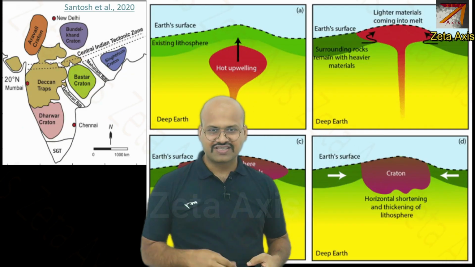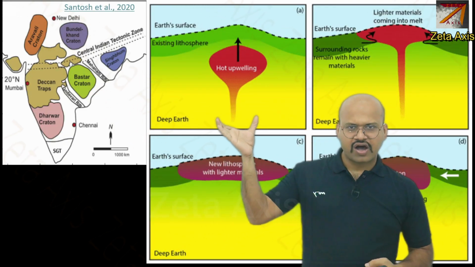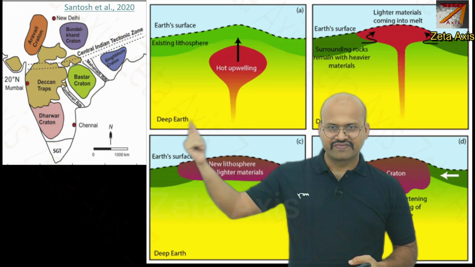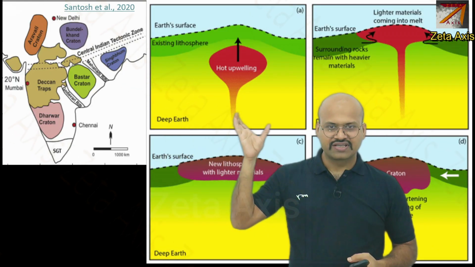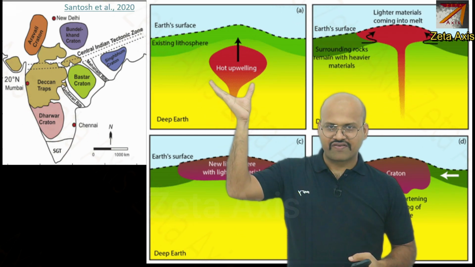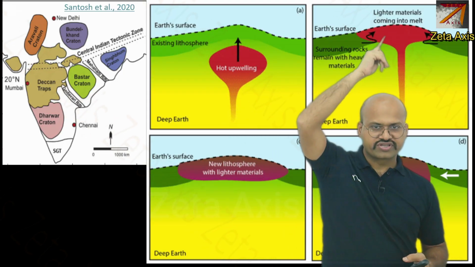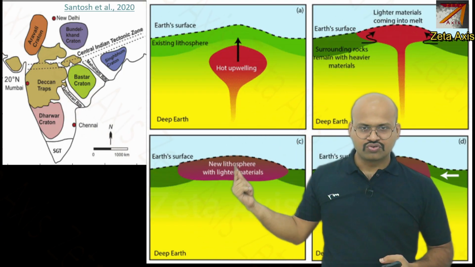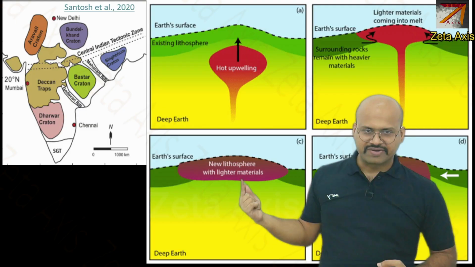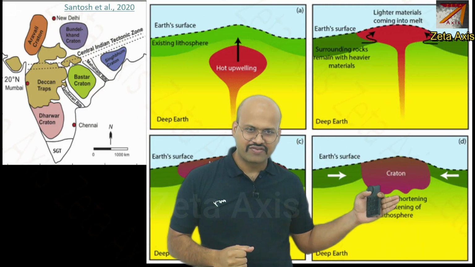And here we can see how cratons are formed. So cratons are formed by hot upwelling of lava from the deep earth. We can see it is the deep earth. It could be in the lower mantle from where this hot upwelling lava comes up. It reaches the surface. It slowly cools down and it forms new lithosphere with lighter materials. And here we can see that the formation is complete and we have a craton.